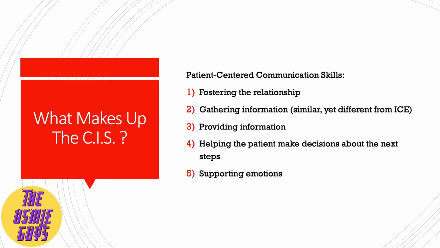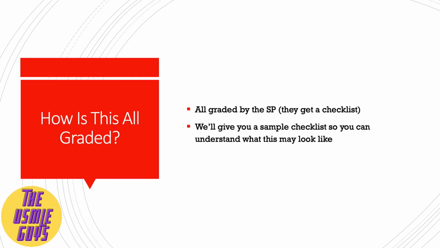Now, this is what makes up the patient-centered communication skills. Number one, fostering the relationship. Number two, gathering information. Now, this is similar but different from the ICE. So in ICE, we talked about what you need to gather. Here, we're going to talk about how you gather it. Very important. Number three is providing information. Number four is helping the patient make decisions about the next steps. And number five is supporting emotions.